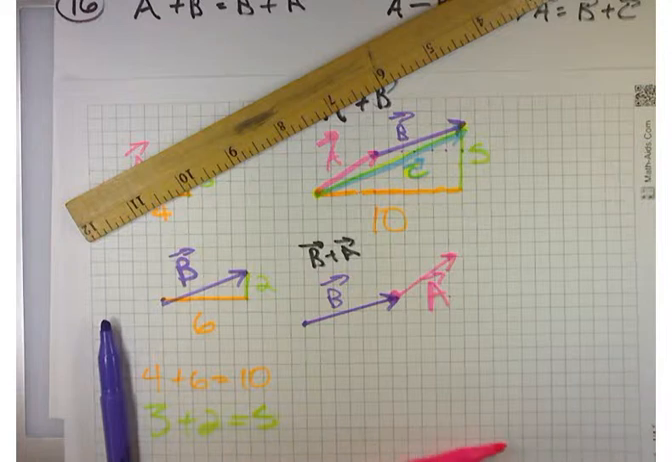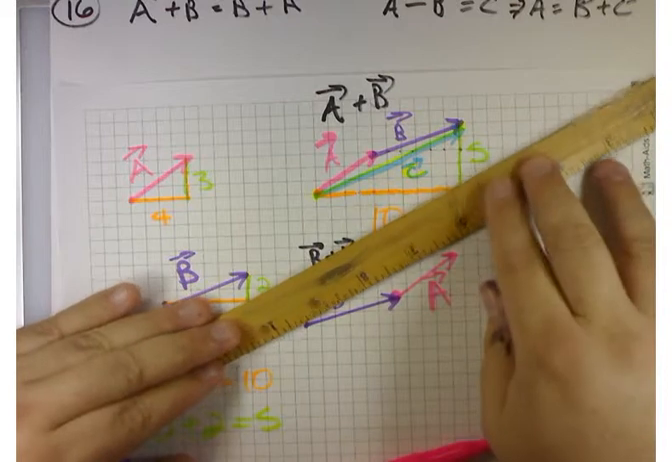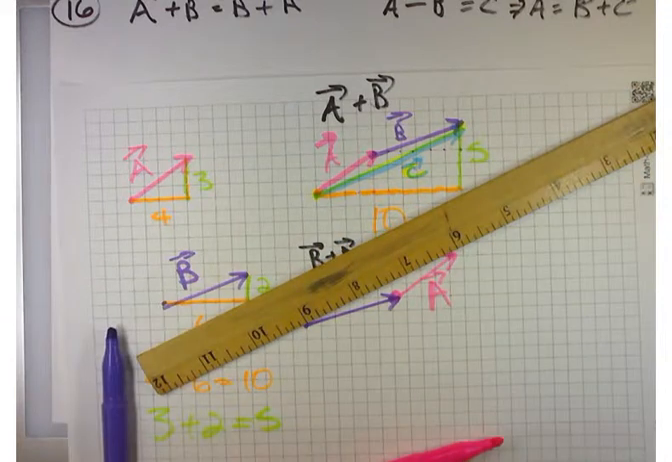So now where do I get the sum A plus B? I just add them up. So what I'm going to do is I go tip to tail. I'm going to go from this point to this point.